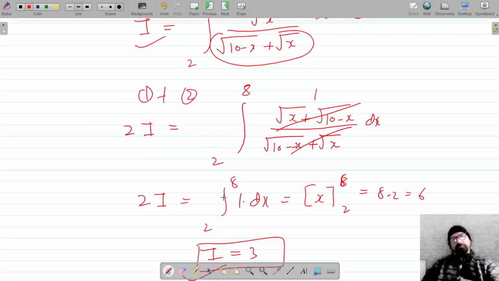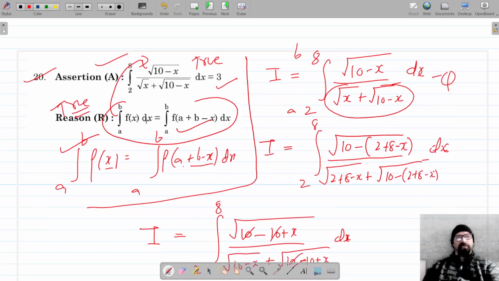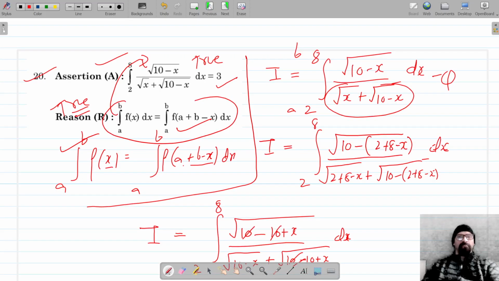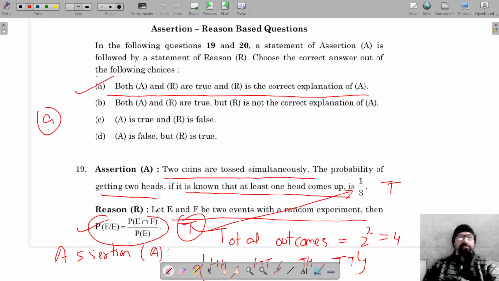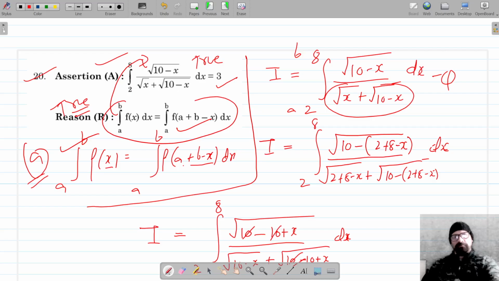So because I is equal to 3, that means the assertion A is true. And because I have used this to calculate this, the reason R is also true, and this is the correct explanation of A. So if I were to choose out of these options, both A and R are true, and R is the correct explanation of A. So our answer is option A for this one as well.